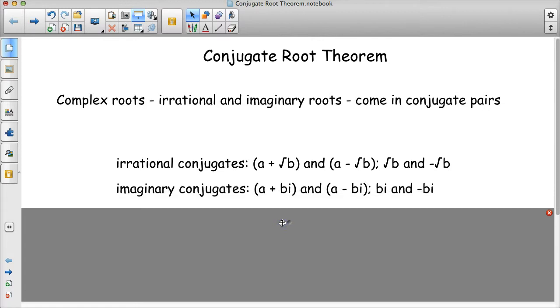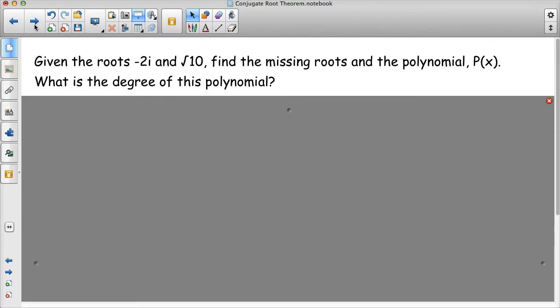Imaginary conjugates then are a plus bi and a minus bi, or even just bi and negative bi. These are conjugate pairs. So if one is a zero of our polynomial, then both are zeros of our polynomial. Let's take a closer look at what this means. I'm given two roots of a polynomial. One is 2i and one is the square root of 10. That means that I actually have two more roots to this polynomial. So I want to find the missing roots, and then I'm going to actually find polynomial p of x.